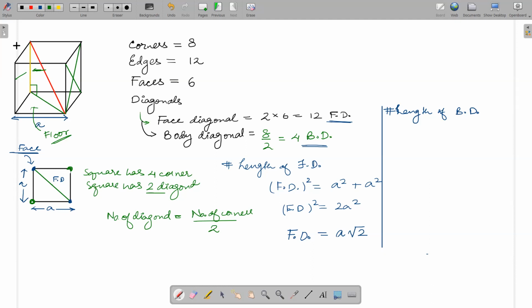So here we have, now this yellow one is A. What is the length of the green one? This is a face diagonal, so its length is A root 2. And then this is your body diagonal. So the length of the body diagonal.